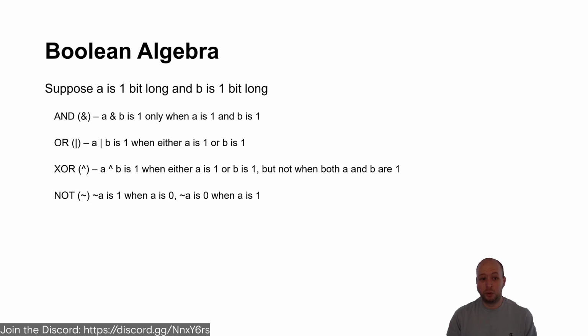XOR is what's called exclusive OR. The exclusive OR is not equal to 1 when both A and B are 1. So A can be 1 and B is 0, that's going to be 1. B is 1 and A is 0, that's going to be 1. If both of them are 0, the value is 0. If both of them are 1, the value is 0.